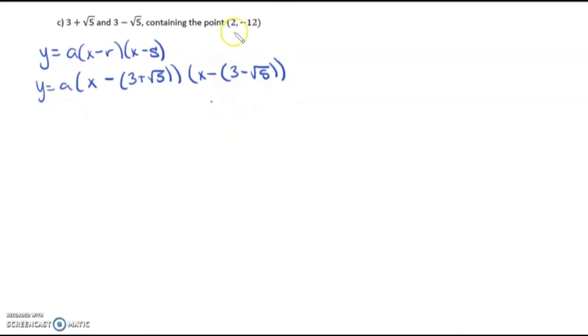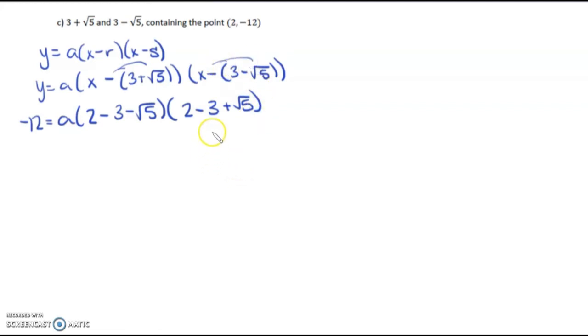Okay, and in the next line, I'm going to plug in the 2 comma negative 12. But I'm also going to distribute the negative sign. So negative 3 minus root 5, and we have 2 minus 3 plus root 5. Okay, I'm going to simplify this just a little bit. So we have 2 minus 3, negative 1, and then minus root 5 is just going to stay there. And then 2 minus 3 again, negative 1 plus root 5.